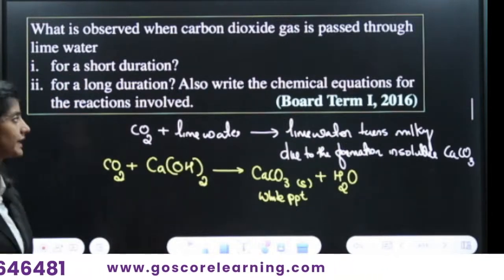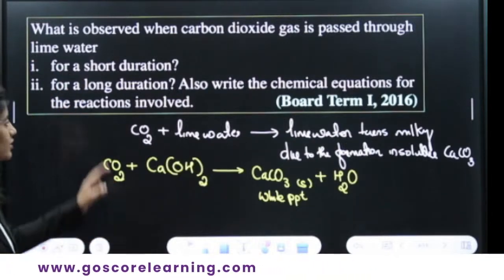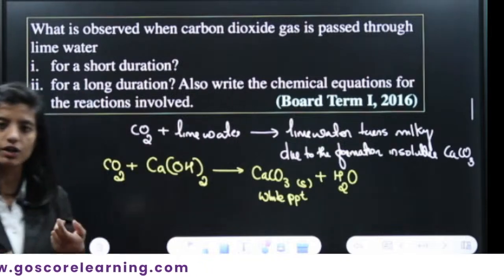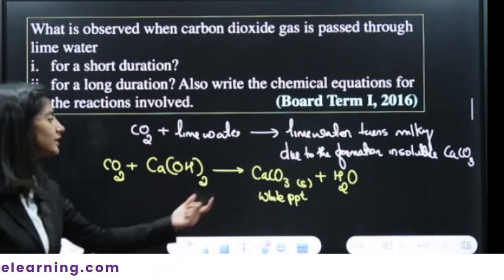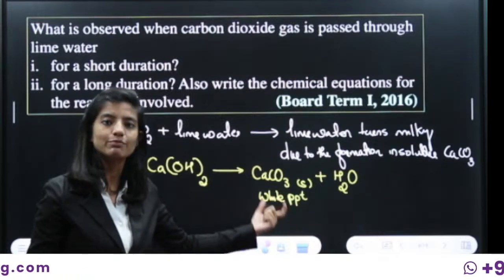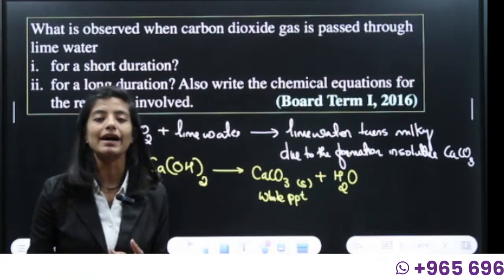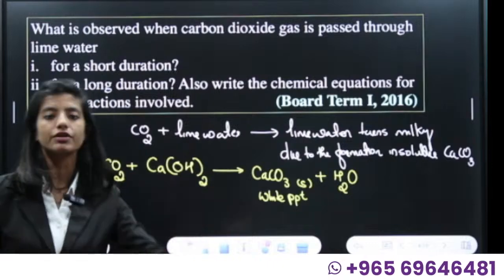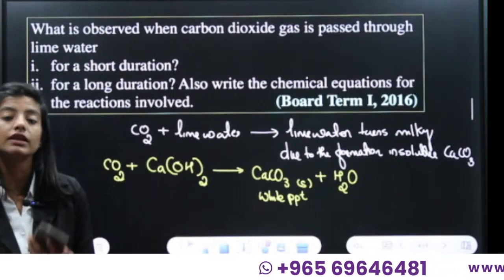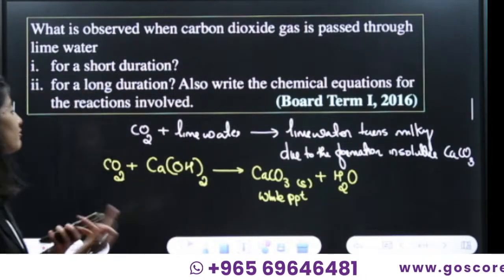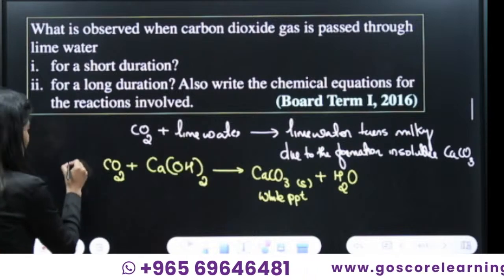Coming into the second question. For a short duration we pass the carbon dioxide, so that we will get the milky white precipitate. Now, what if we pass the carbon dioxide for a long duration? We are going to pass it for the long duration. What is the inference that we can draw here? This is for the first one.